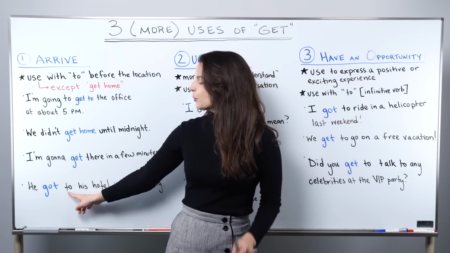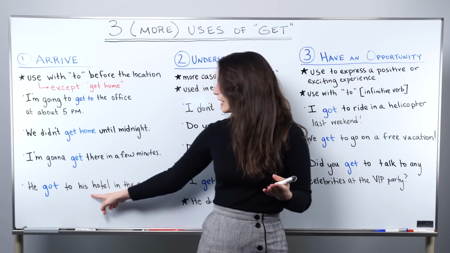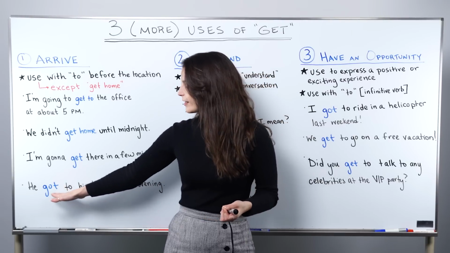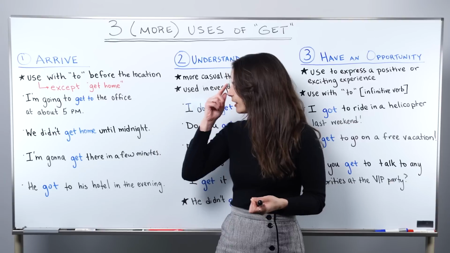In this case, we have our preposition to, and we have his hotel. This is our specific location in this case. So past tense, he got to his hotel in the evening.